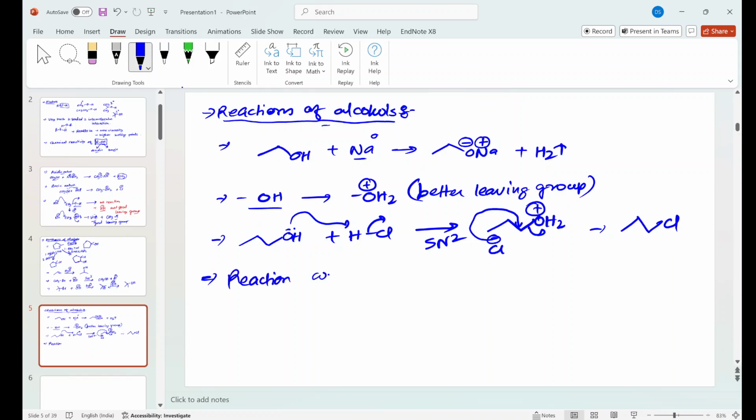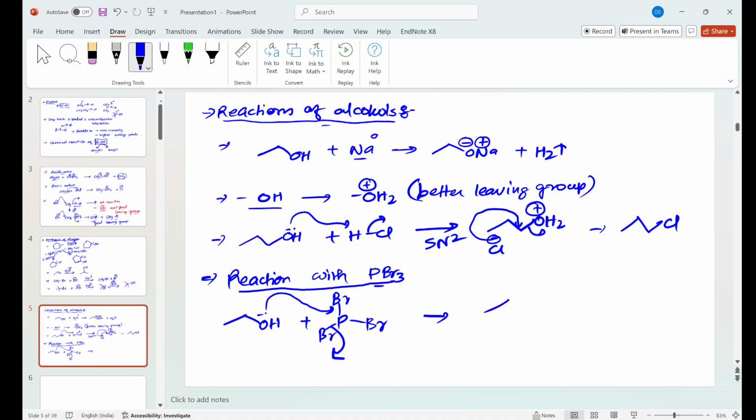So the next reaction we have to see is the reaction with PBr3. PBr3 is a widely recognized brominating agent. Okay, so how the reaction goes like, so phosphorus is a family of the nitrogen group, and this is the typical structure. So the alcohol will come here, it will attack on the phosphorus side, then leaving the bromide.